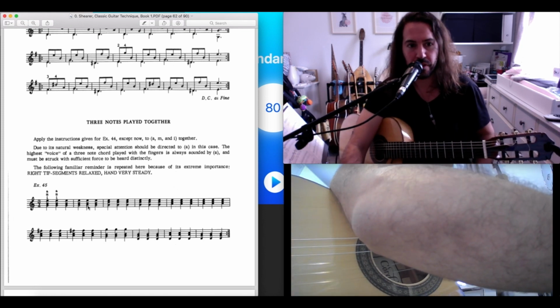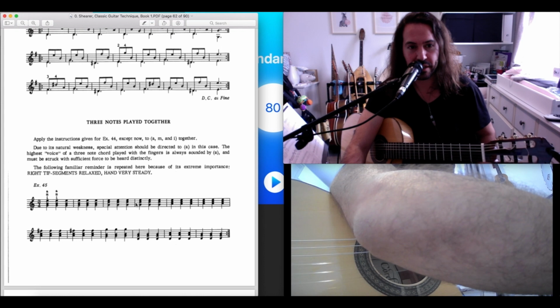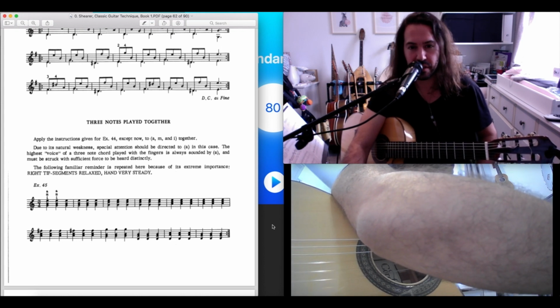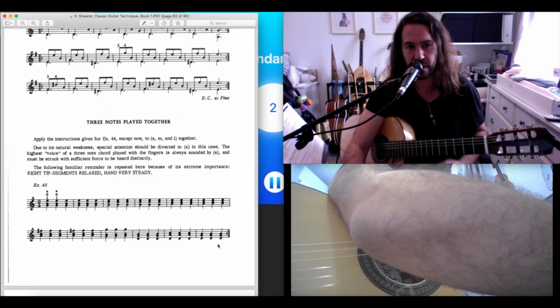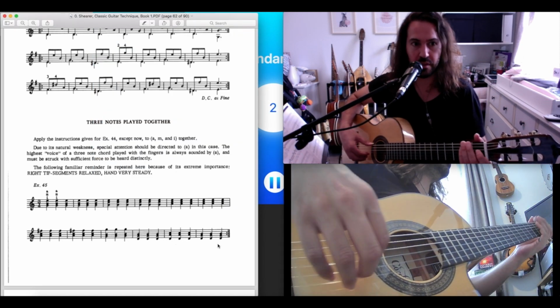So we go from no fingers to 1 finger on the 2nd string to now a finger on the 2nd string and a finger on the 3rd string. And we'll see that pattern is going to continue as we go. Here's the first line. Here we go.